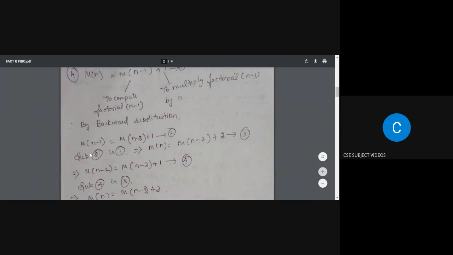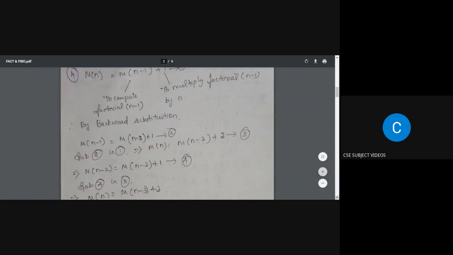The next equation is m of n minus 1 equals m of n minus 2 plus 1. Here, instead of n, we are substituting n minus 1, so on the right side also, instead of n, we go with n minus 1. We will be getting m of n minus 2 plus 1. Again, we substitute equation 2 in 1. While substituting, you'll be getting m of n equals m of n minus 2 plus 2. That is the third equation.